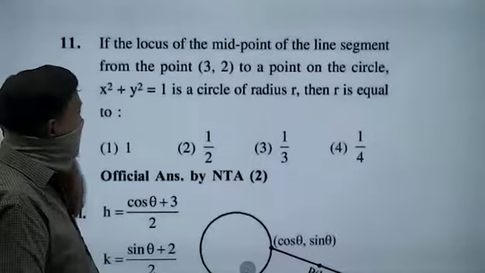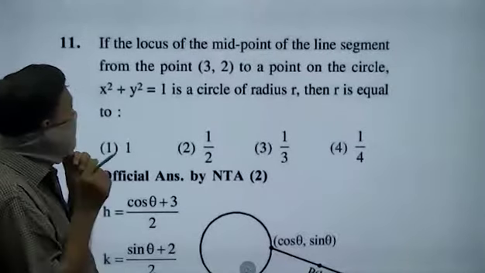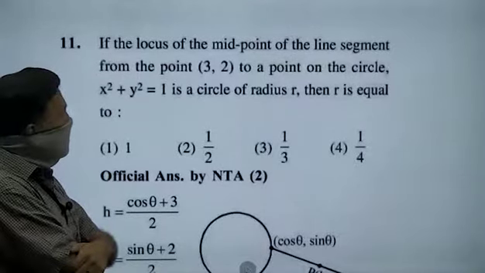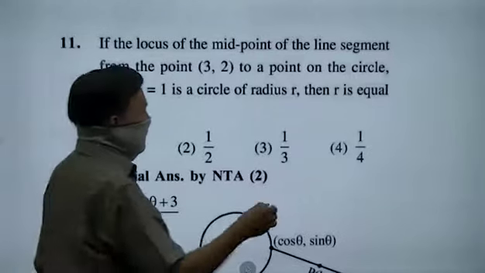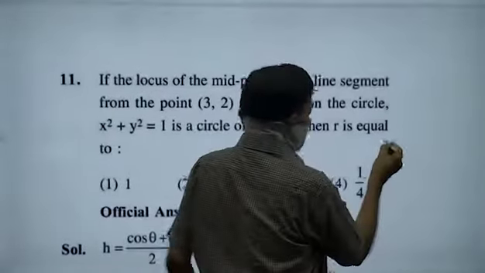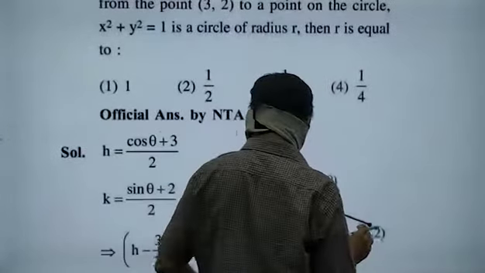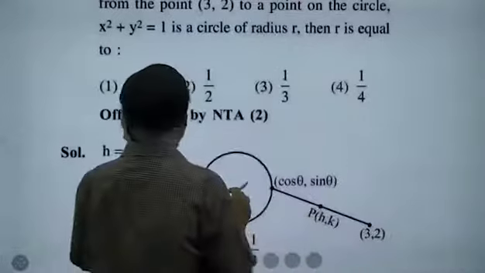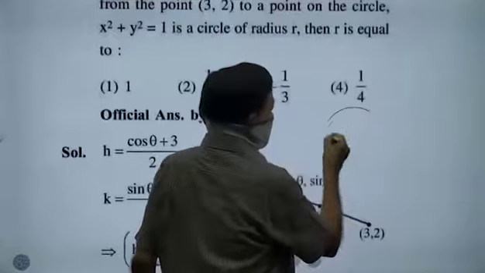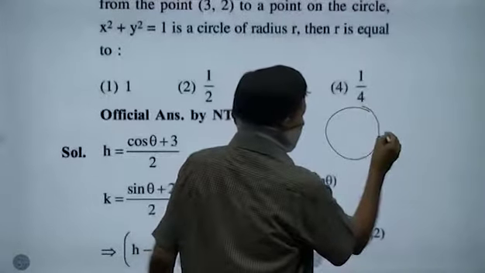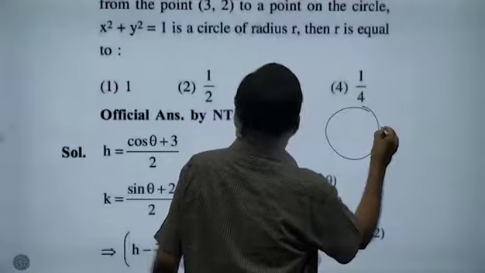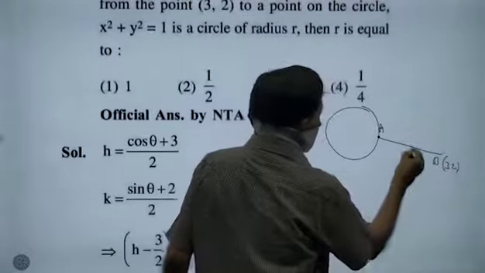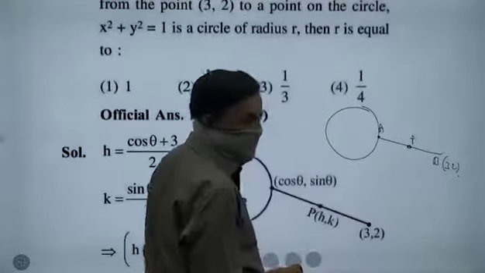Next is locus of midpoint of the line segment from the point 3 comma 2 to a point on the circle. See, there is a circle like this. There is a point on the circle. Let us say this is some A. There is a point B like this, 3 comma 2. You require the locus of the midpoint.